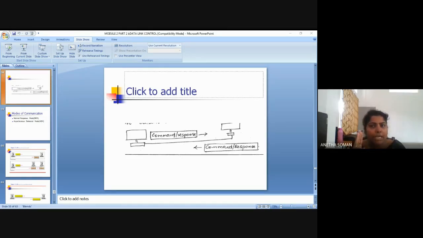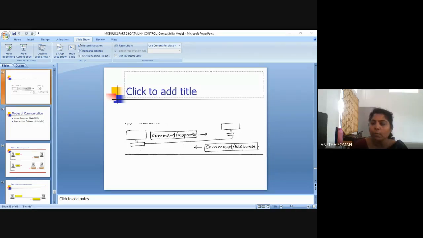Now, you can have three different types of configuration: balanced, unbalanced, and symmetrical. Is it clear? The two things, the station types as well as the configuration in an HDLC protocol. Yes or no? Neeraj? Okay.